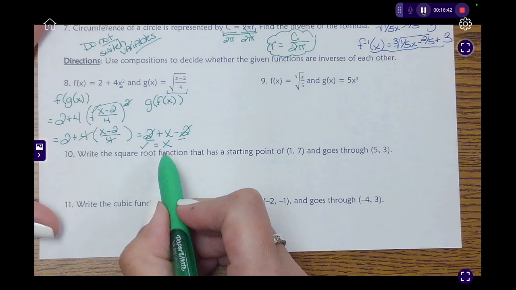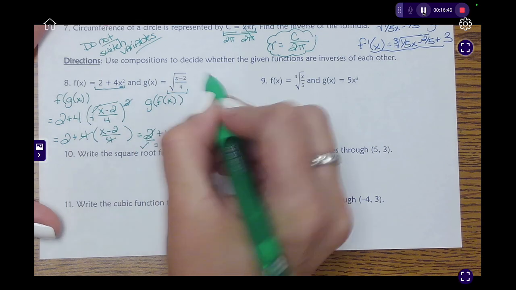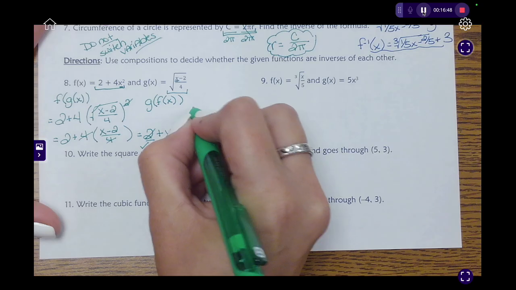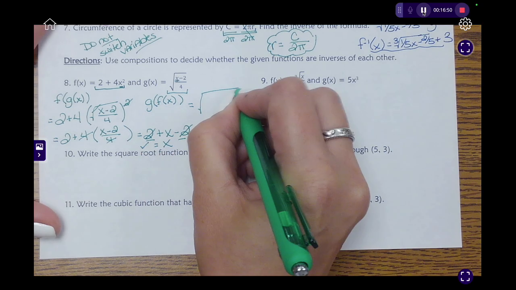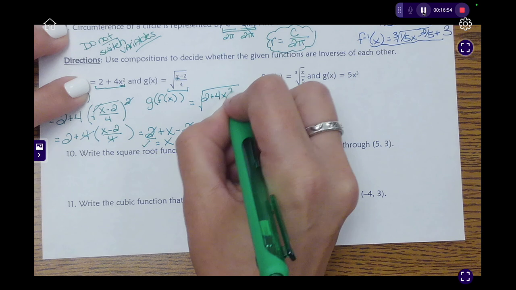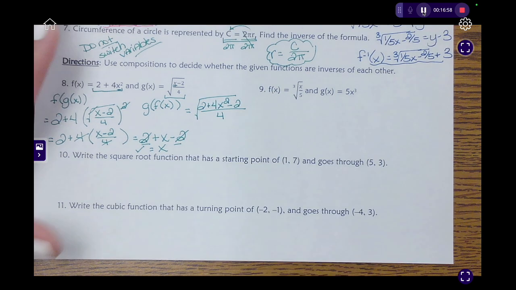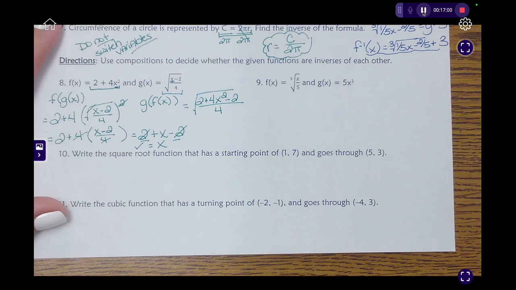Okay, so the first one worked. So now I've got to take this function and plug it right in there for x. So I have a big square root, and instead of x, I'm putting 2 plus 4x squared. I still have a minus 2 over 4. So now I need to start simplifying it.